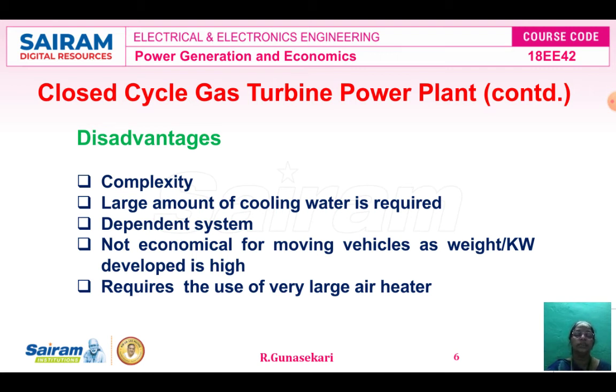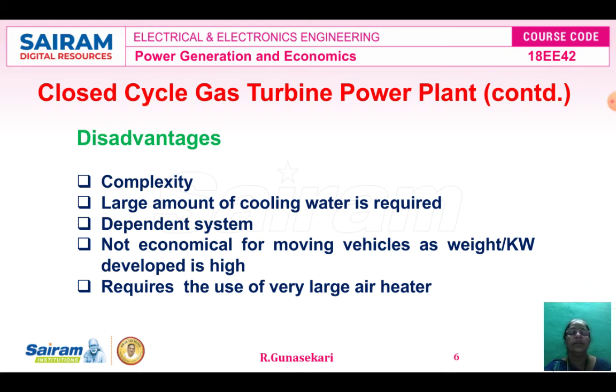It requires the use of a very large air heater. I already told you, the regenerator, air heater, and intercooler. These three are used to improve the thermal efficiency in the closed cycle gas turbine power plant. So therefore this power plant requires the use of a very large air heater.